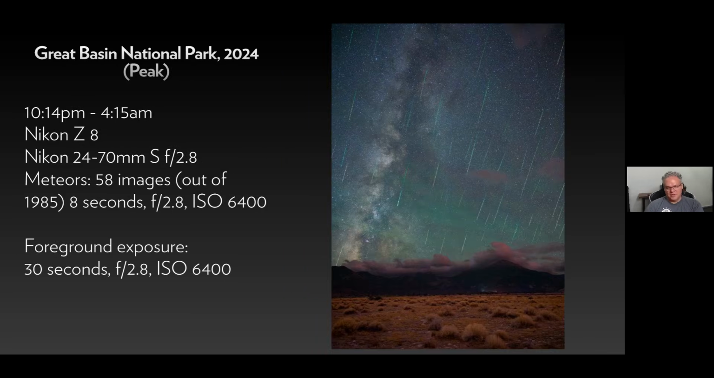And then Great Basin was really extraordinary in 2024. This is facing south, 58 images out of 1,985 images had these meteors. And also the clouds are lit up from aurora. Aurora is hitting those clouds, and so is the foreground. We got lucky that night that there was a G3 storm.